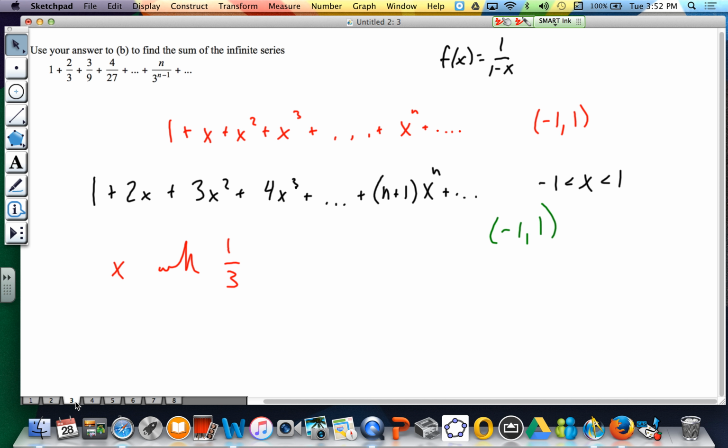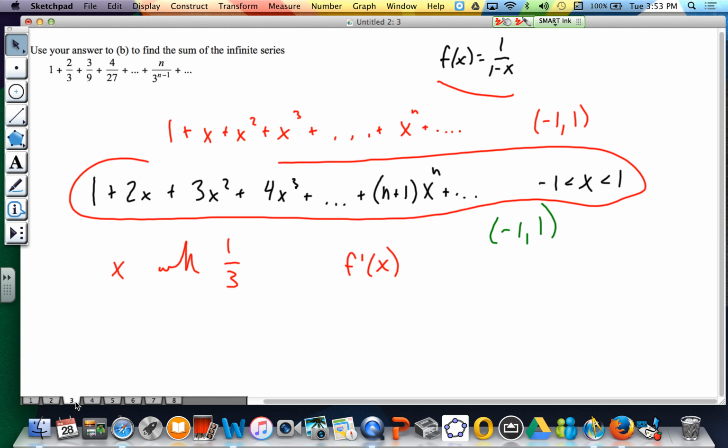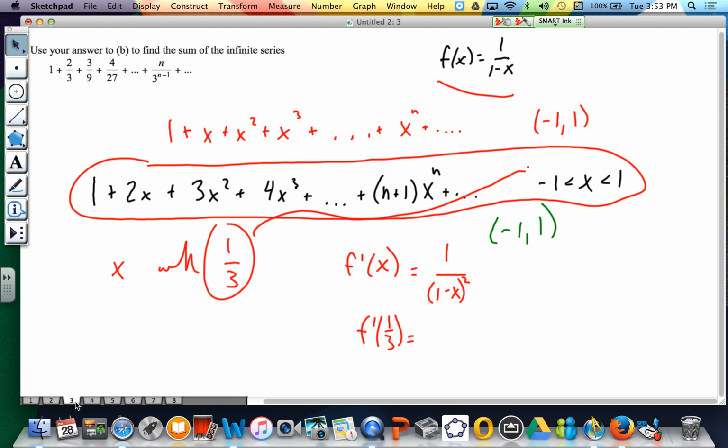So what I'm going to do is go back to my function here, and find f prime of x, because f prime of x is represented by this, and 1/3 is in my interval of convergence. So f prime of x is going to equal a negative 1 divided by 1 minus x squared times the derivative of negative x, which is negative 1. So it's going to be 1 divided by 1 minus x squared, and I'm just going to evaluate f prime of 1/3. Well, that's 1 divided by 3/3 minus 1/3 is 2/3, so that's 2/3 quantity squared. You could leave it like that or call it 9/4.